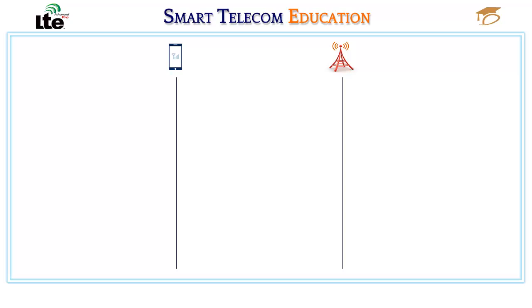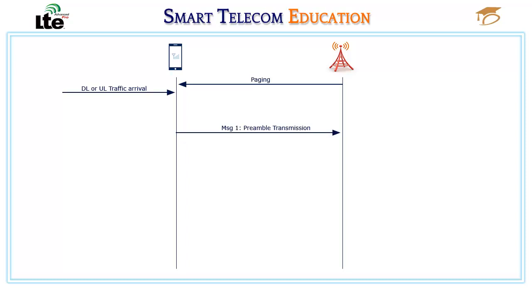The random access procedure is defined as follows. The UE receives a downlink data arrival indication via a paging message from the eNodeB, or the UE has data in the buffer for uplink transmission. First, the UE sends a random access preamble, message 1, to the eNodeB via the physical random access channel, PRACH.